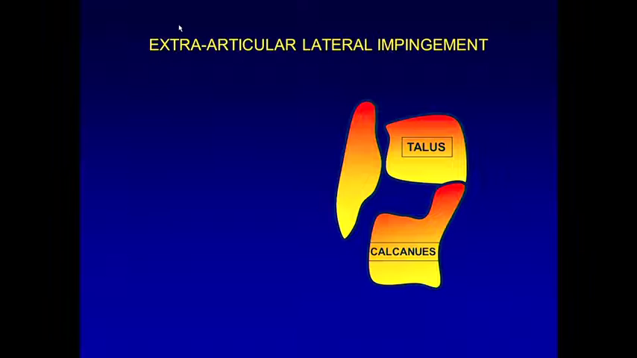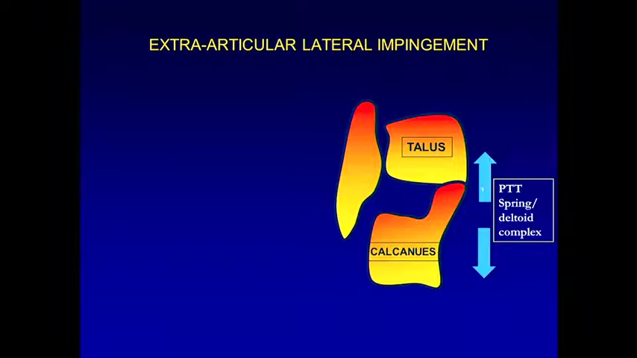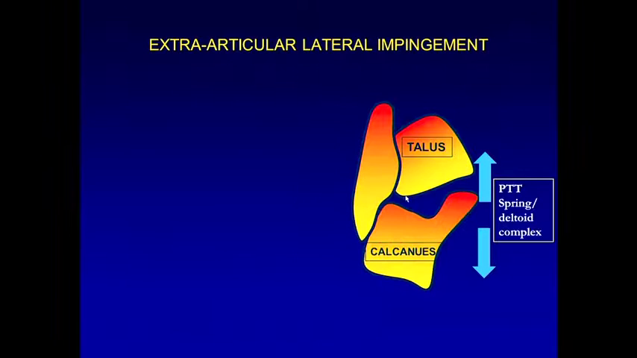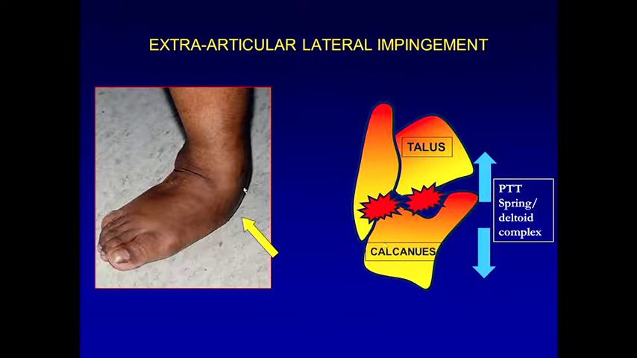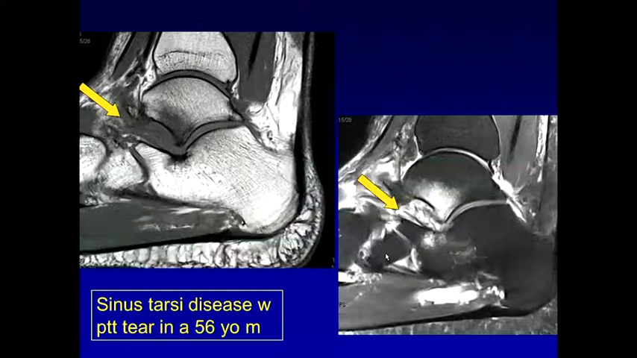Now, another thing we need to look for is extra-articular lateral impingement. So normally there is fat between the talus and the calcaneus. With failure of the soft tissue structures, the PTT and the spring that support the longitudinal arch, we get encroachment between the talus and the calcaneus, and we can get sinus tarsi syndrome here or tibiocalcaneal impingement. And finally, we're going to get calcaneofibular impingement. As we see here, this patient is very flat-footed, but she's going to have pain laterally because of that extra-articular lateral impingement.